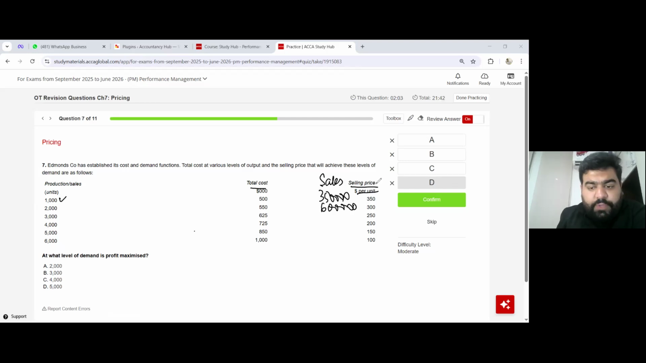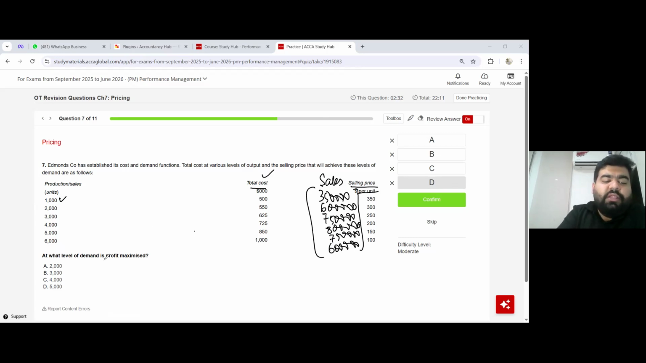After that, 250 into 3000, the sale will be 750,000 here. Now 4,000 into 200, it will be 800,000. 150 into 5,000, it will be 750,000 of revenue here. Now we have calculated the total sales using the selling price and units, and we have the cost.